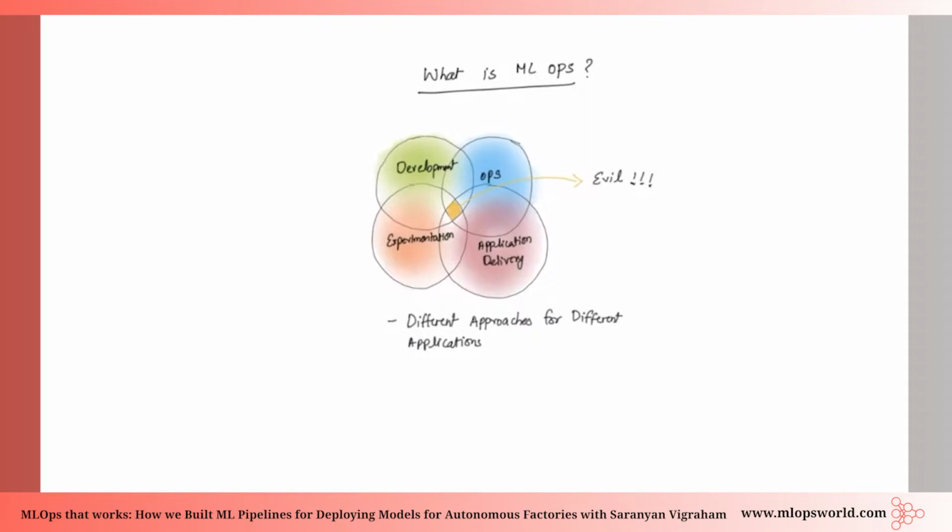And also different applications in machine learning end up requiring different kinds of deployment support, especially when you're doing real-world machine learning like IoT, edge IoT, or anything where you're deploying your models in the real world and not just as a software system. The application delivery also changes quite a bit. So in that small intersection is where a lot of evil things happen, and that is essentially what MLOps is, at least from my perspective.